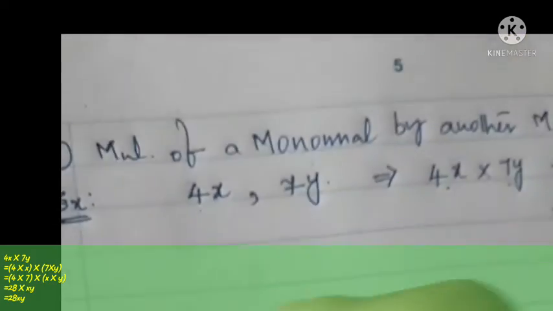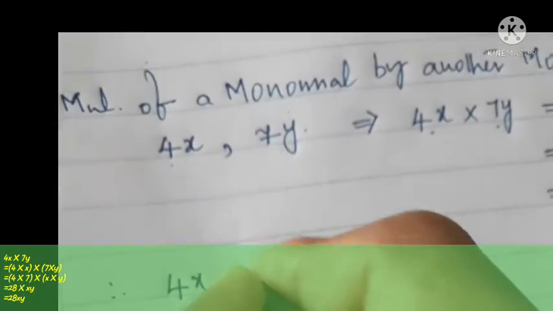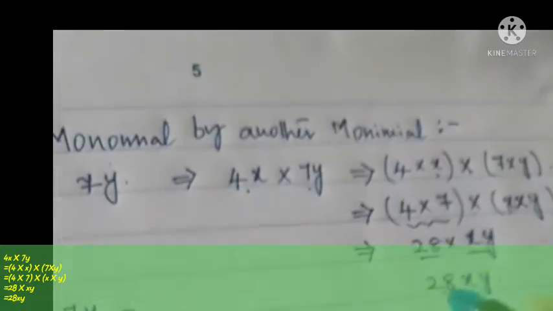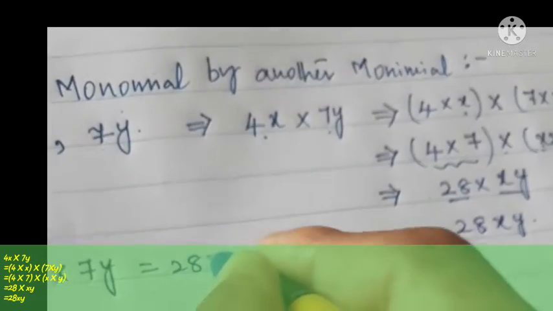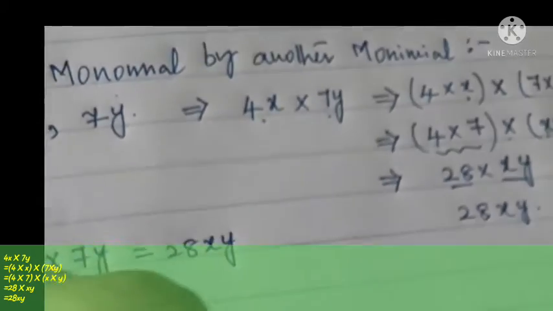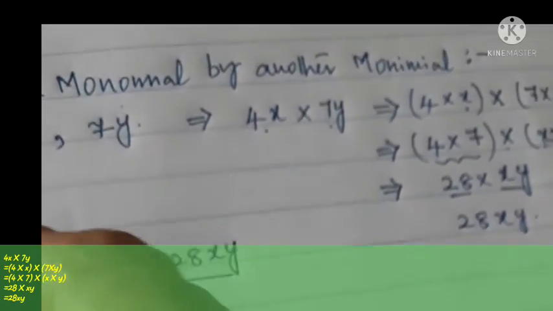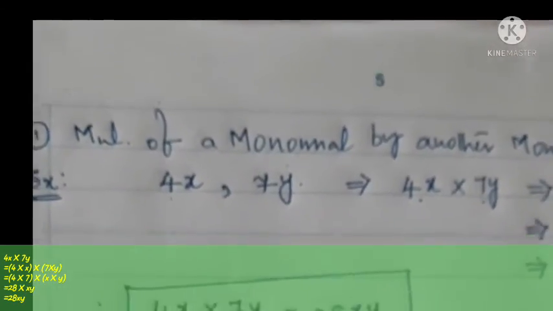Initially what I had taken was 4x. If I multiply 4x with 7y, the final answer I have got is 28xy. This is the way to multiply a monomial with another monomial.